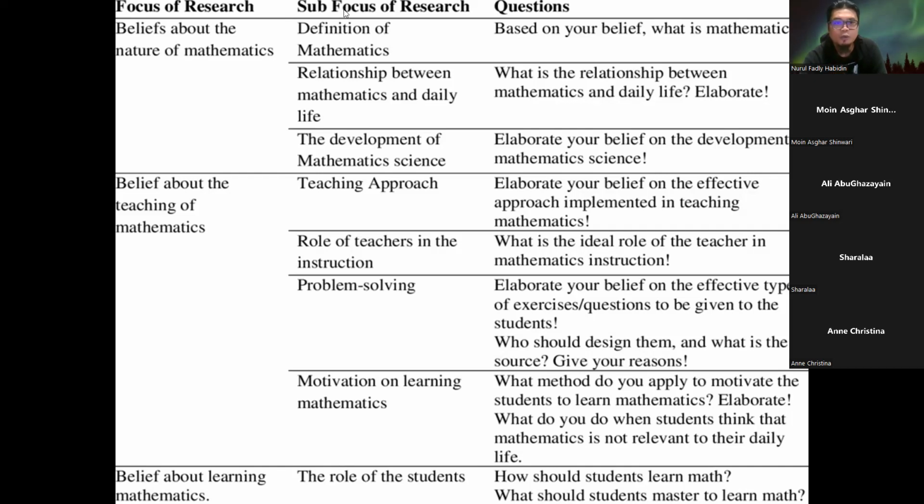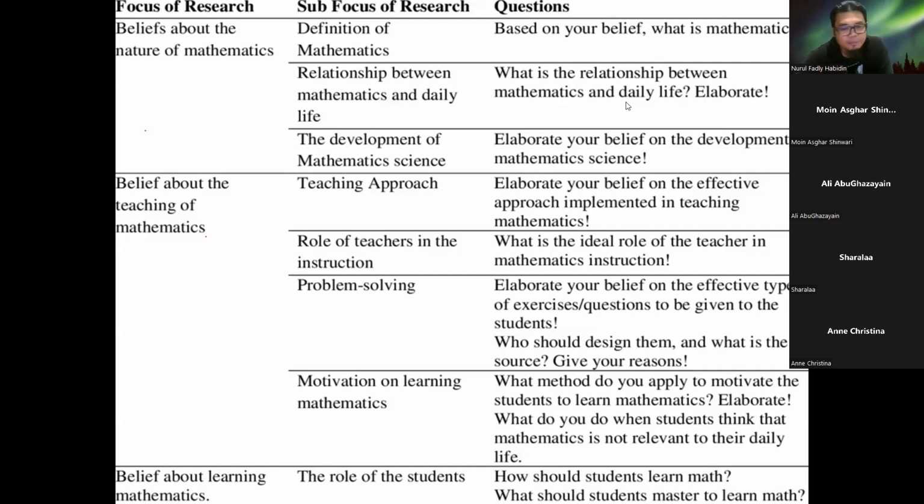For example, number 1, definition of mathematics. So we can ask, based on your belief, what is mathematics? Why do you need to ask what is mathematics? Because for the focus area of beliefs about the nature of mathematics, we need at least one question on the definition of mathematics. Because you have done your sub-focus area, so it's good. This one is a good approach. Some students go only from the focus area and suddenly have a specific question. It's good also, but it's not just the focus, you start with the sub-focus. Here, we have 3 specific sub-focuses, meaning that you have 3 questions.